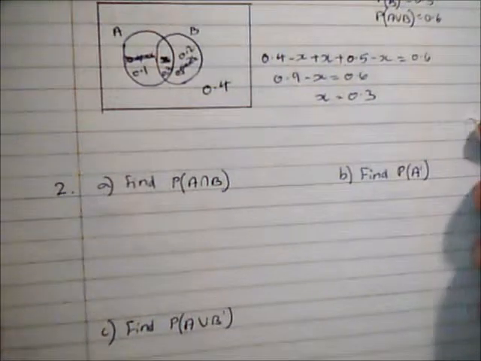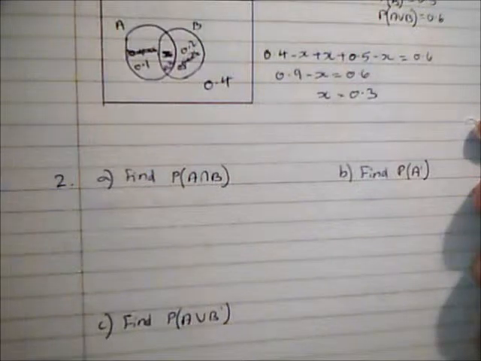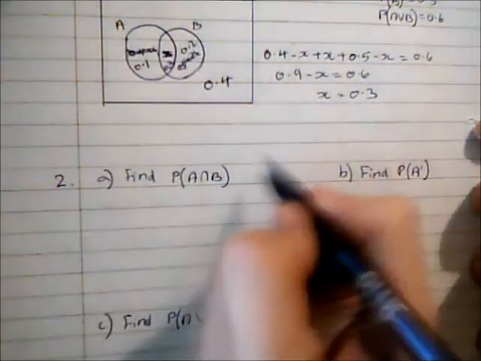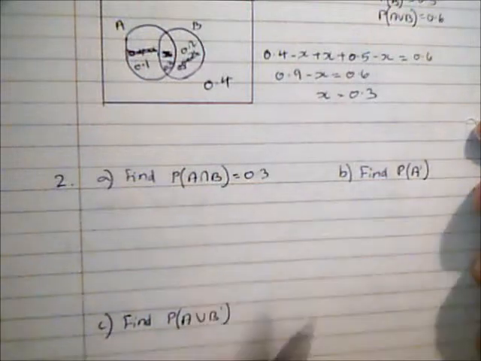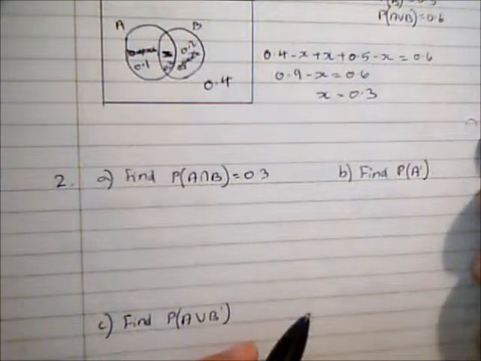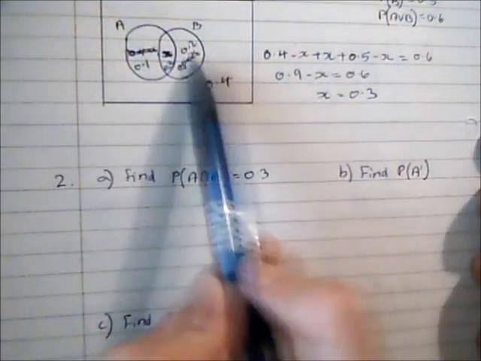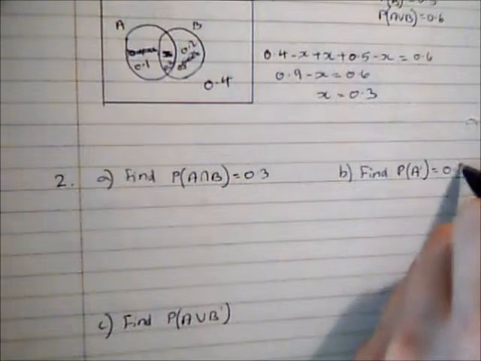So now I'm going to use this to work out some missing values here. So find the probability of A intersection B, so that's the probability of this central region here, which is 0.3. Find the probability of not A, so anything that's not in A is going to be this section and this section, so adding those together I get 0.6.